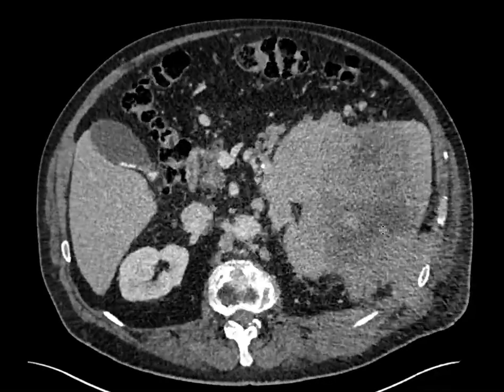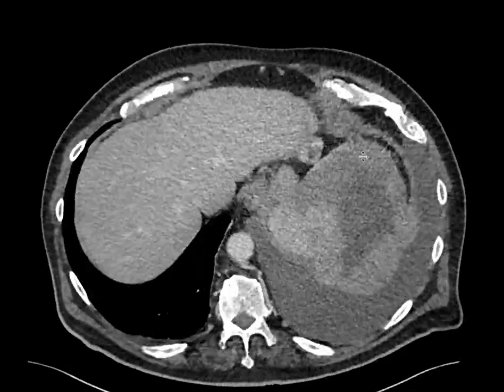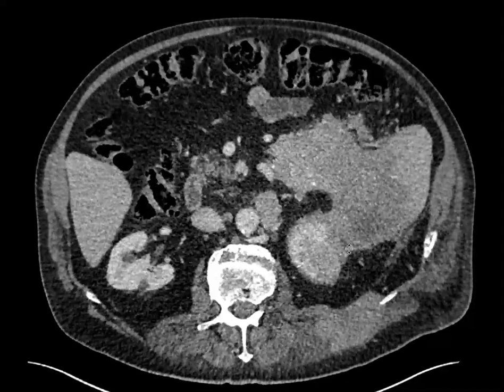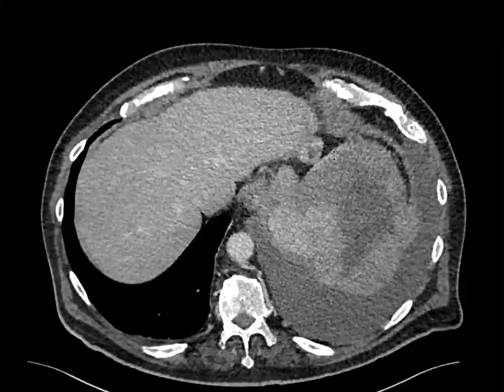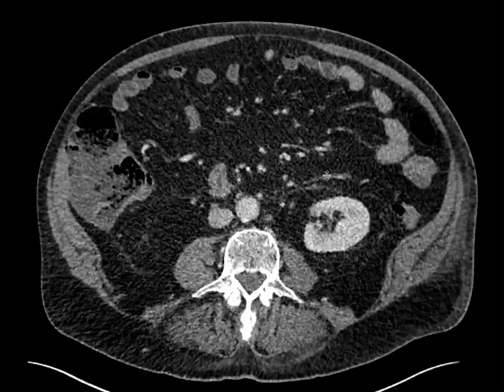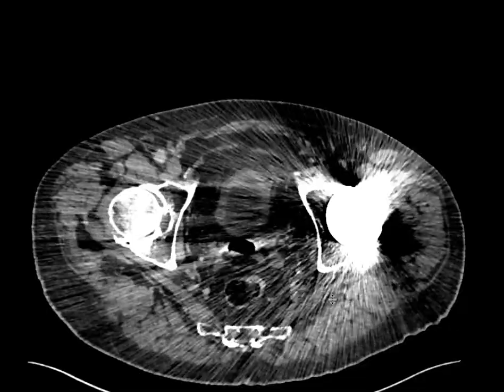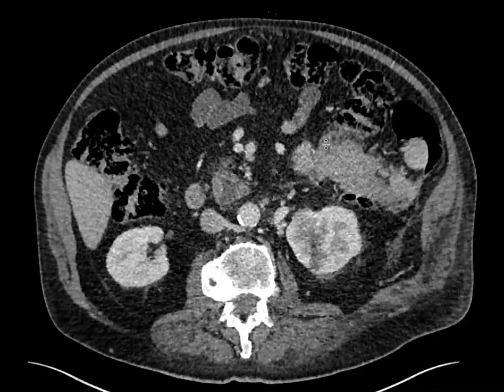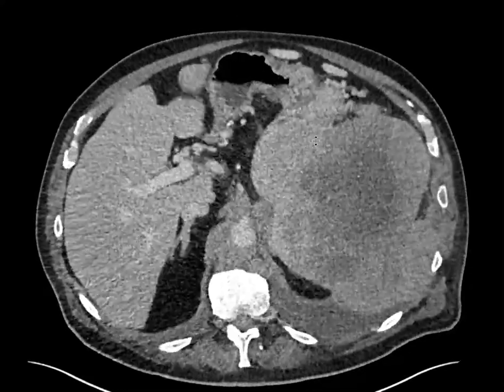And there's some central areas of either hemorrhage or necrosis. One of the things to look at as well is to make sure that there's no splenic rupture, so you'd want to look for free fluid within the peritoneum, and in this case there's not a whole lot of free fluid to suggest that's what's going on.